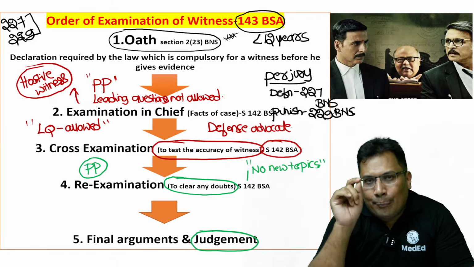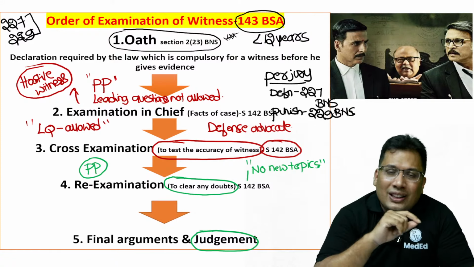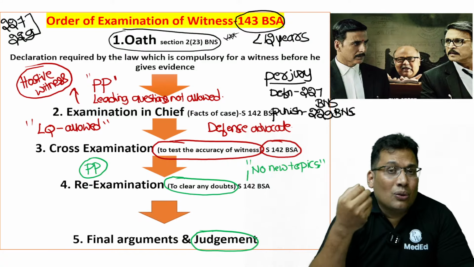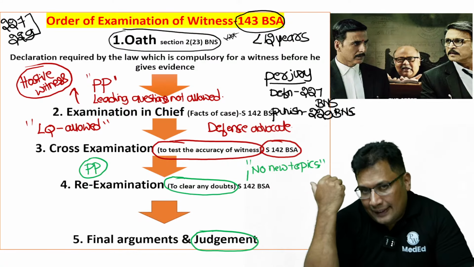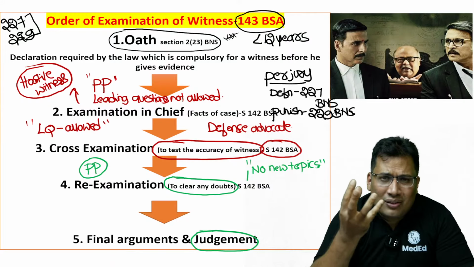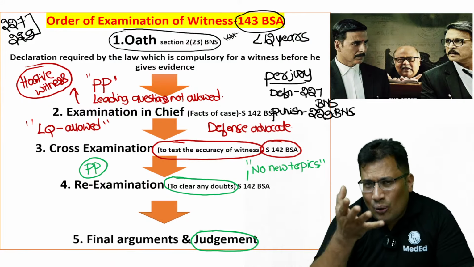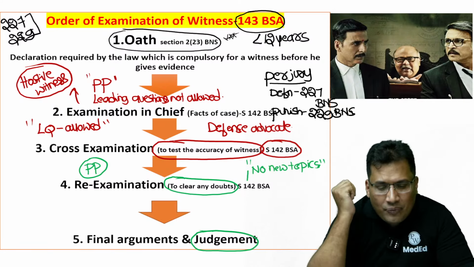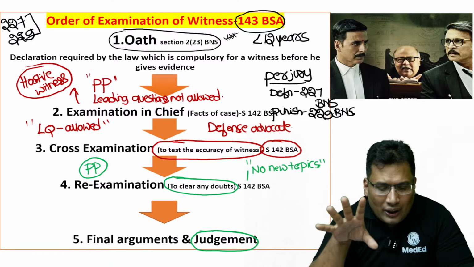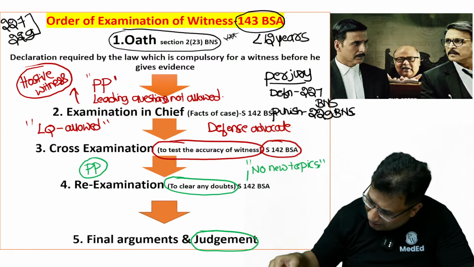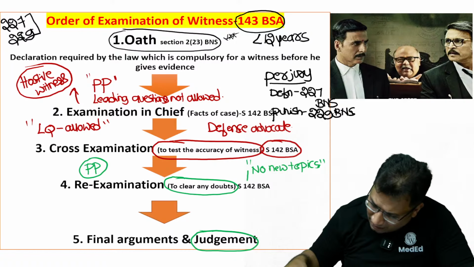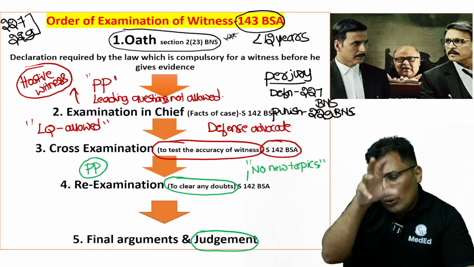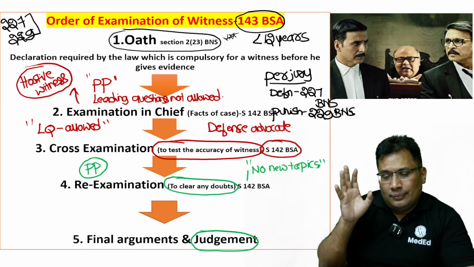Cross-examination is by the defense lawyer to test the accuracy, the weak points, to help the accused, or to shed light on the case. Sometimes an FIR may be biased, so it will be sorted out in cross-examination. Then re-examination, 142, and final arguments and judgment. Every step is compulsory. This is how the routine takes place in court. Five steps.